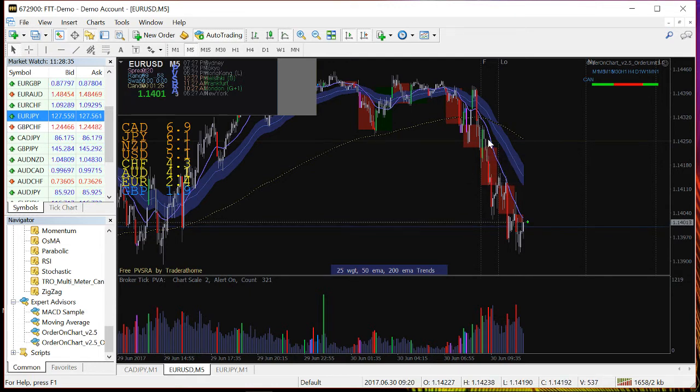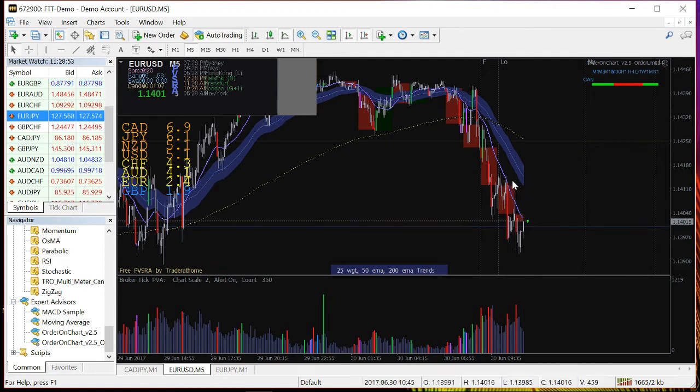So here you have the 25 WGT. Can you see it's always retracing back to the 25 WGT and going down again? Here it retraced a little bit, like it broke a little bit, but not that much.